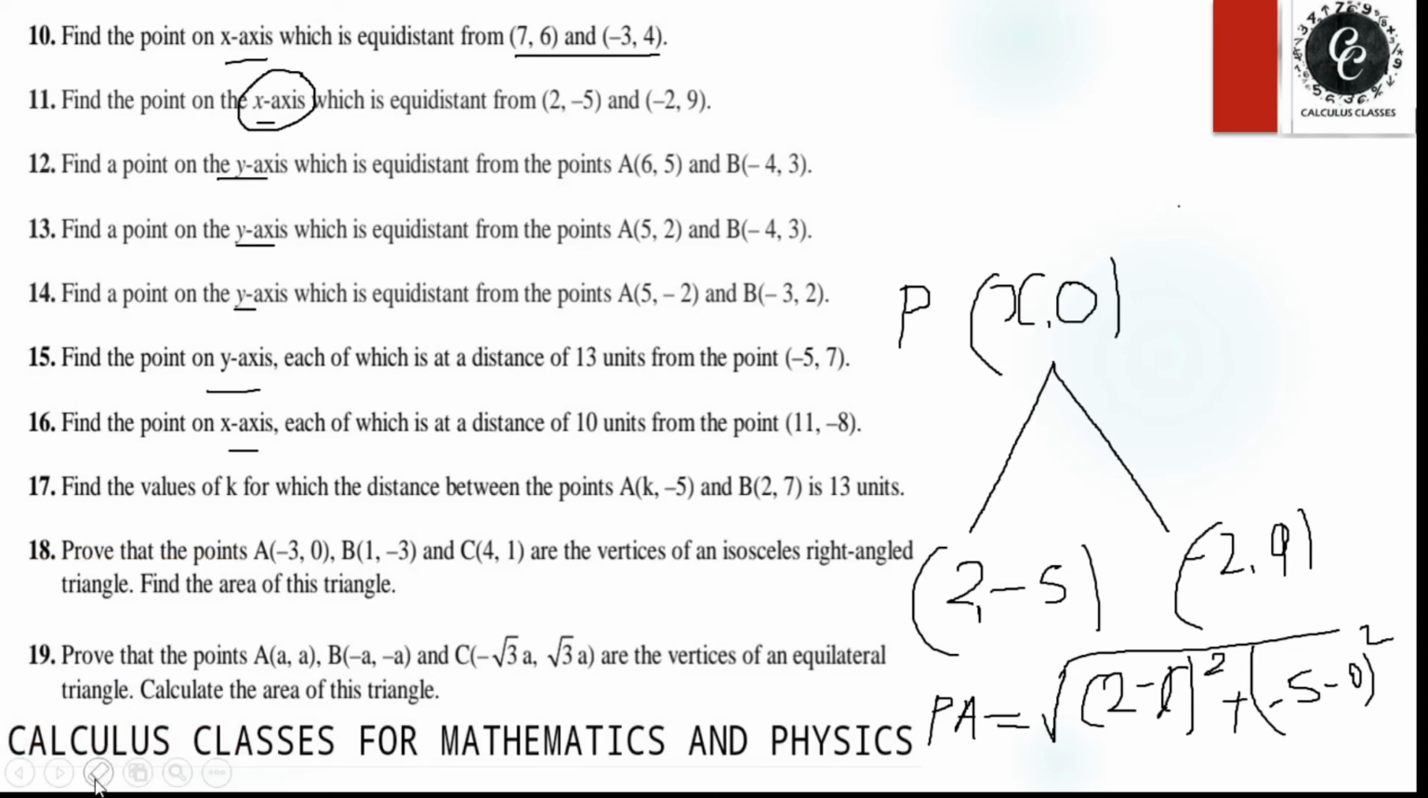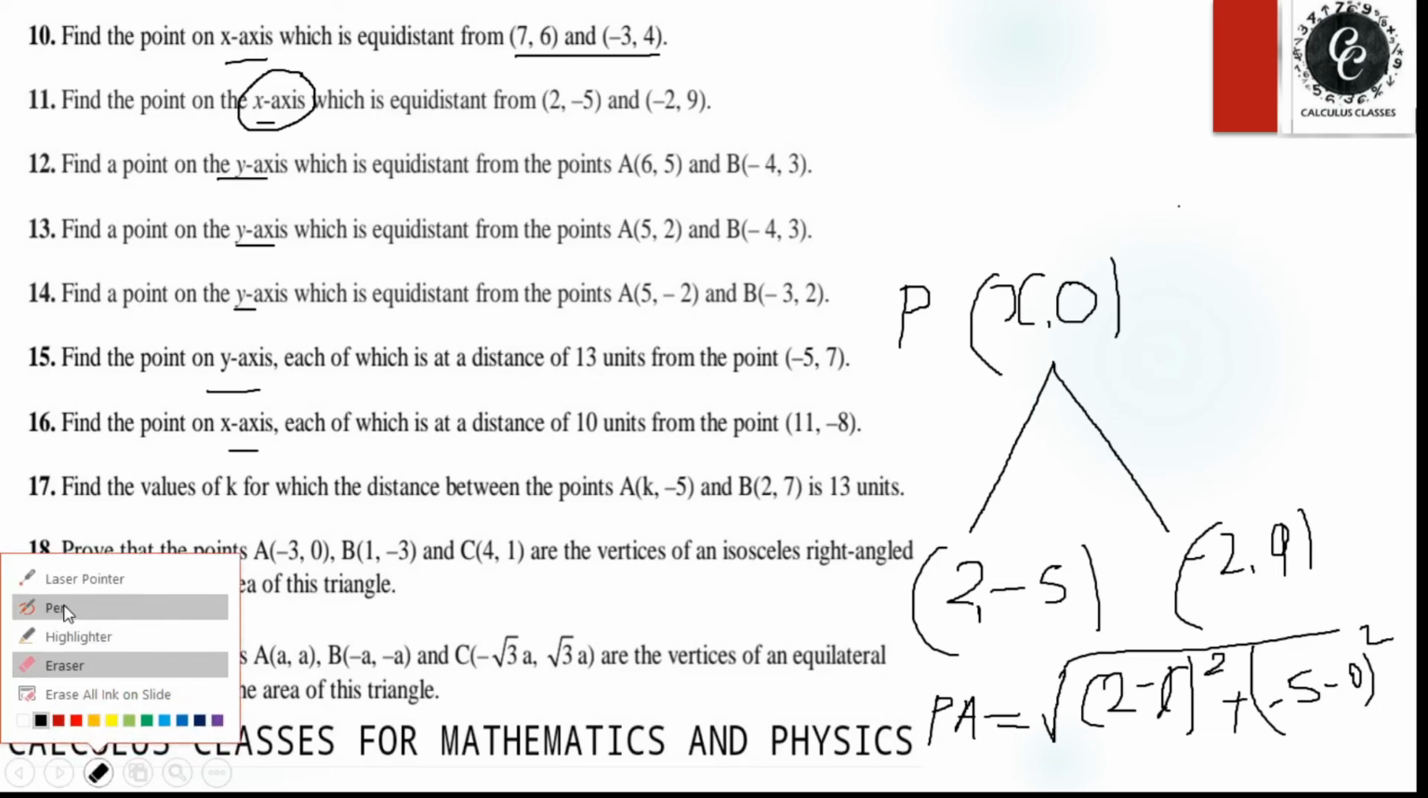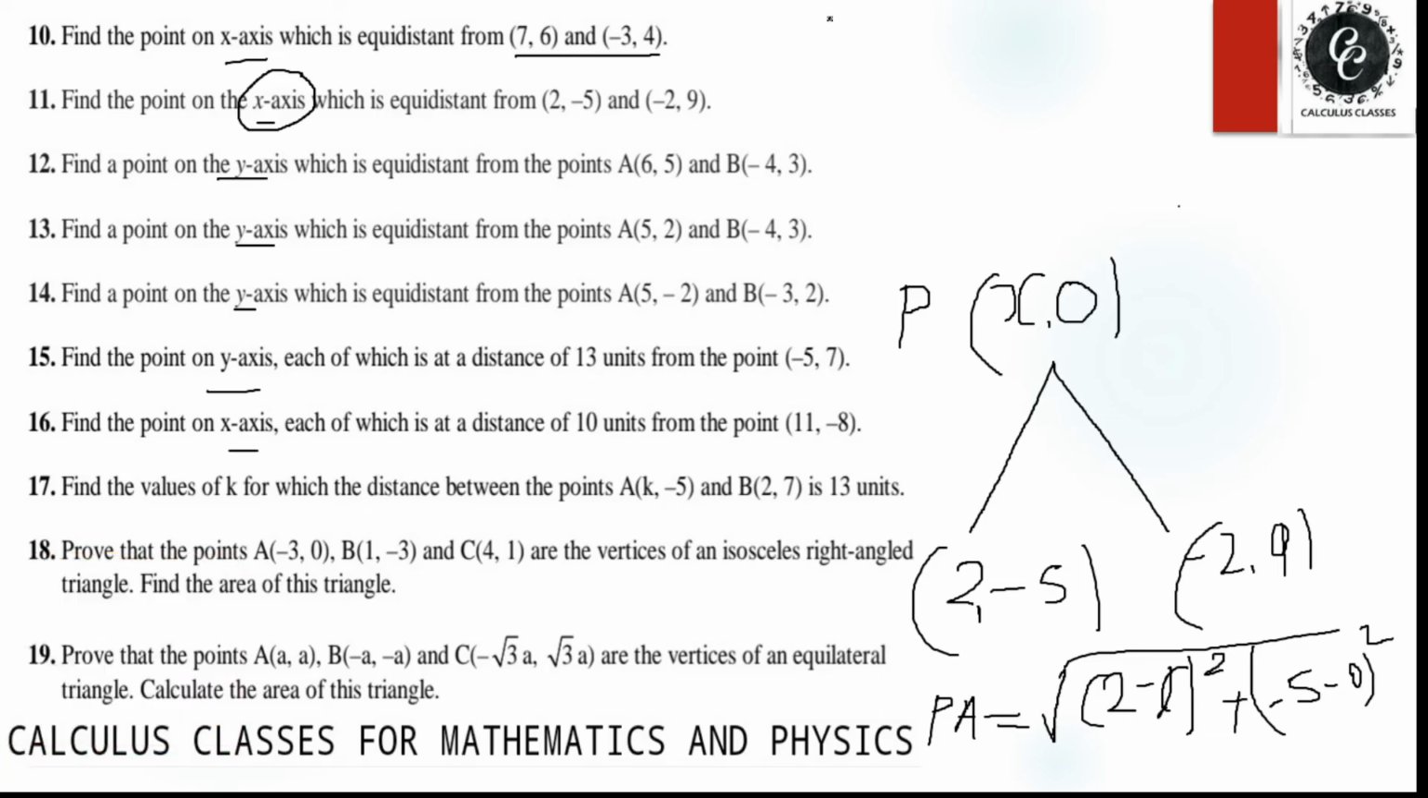So I'll write ahead. Distance PA equals, how will it come? It will come (2 minus x) whole square, then plus what will come here? 5 minus 0, so 5 will come, and the square of 5 will be 25. Now we can say this is the first equation.